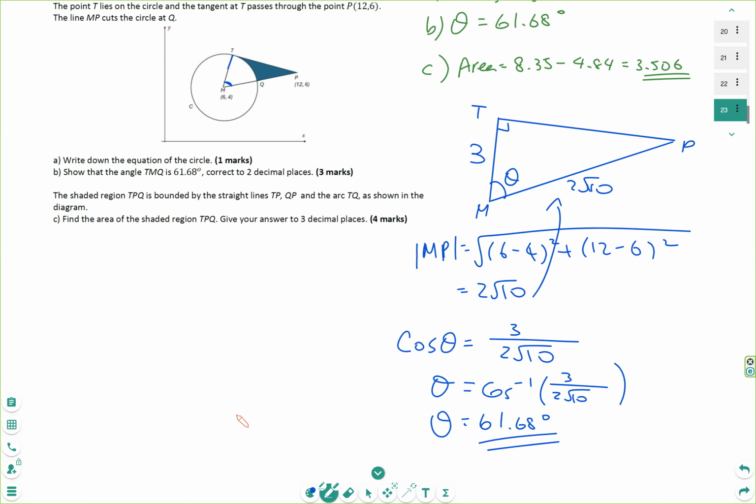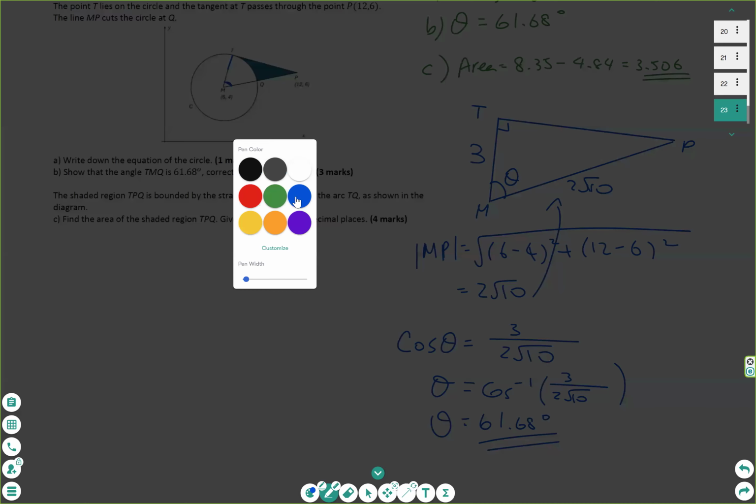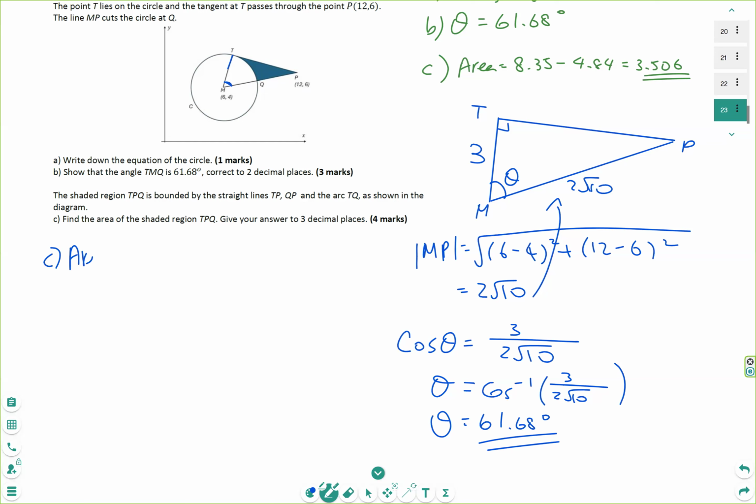Part C, 4 marks. The shaded region TPQ is bound by the straight lines TP, QP, and arc TQ, as shown in the diagram. Find the shaded area. So to find the shaded area, I think the best way is to find the area of the whole triangle and remove the sector in there. So the area of the shaded area equals the triangle minus the sector. Let's do the triangle.